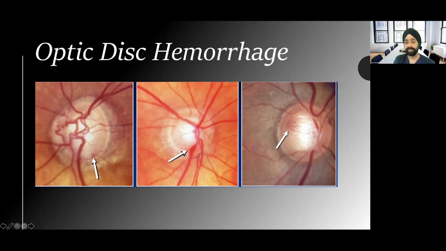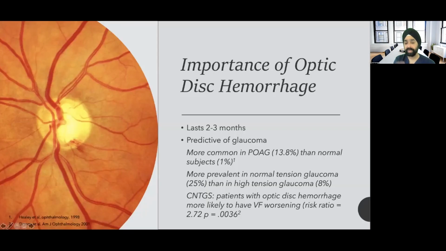So it's very important to not forget disc hemorrhages as well. Again, they can last 2 to 3 months, and they can predict glaucoma. There's a number of studies showing that those disc hemorrhages can lead to nerve fiber layer defects, as you see in this picture here, a nerve fiber layer defect coming off of that disc hemorrhage as well. So no doubt it's something to be aware of, especially in normal tension glaucoma patients. They tend to have more likelihood of disc hemorrhages.